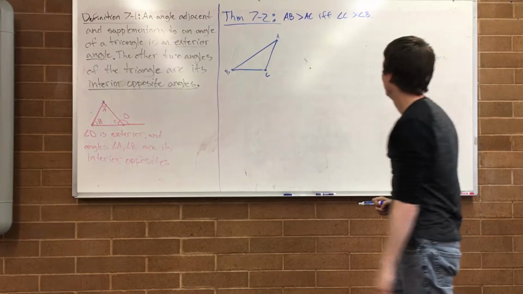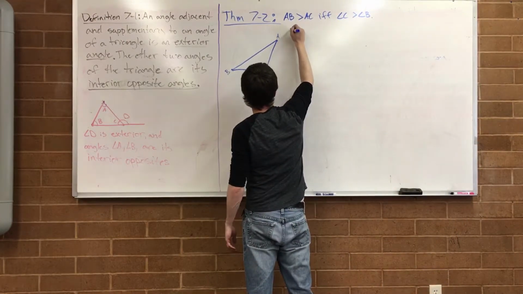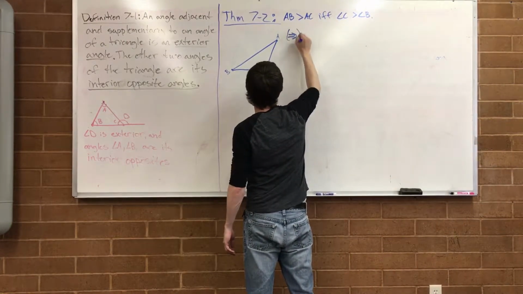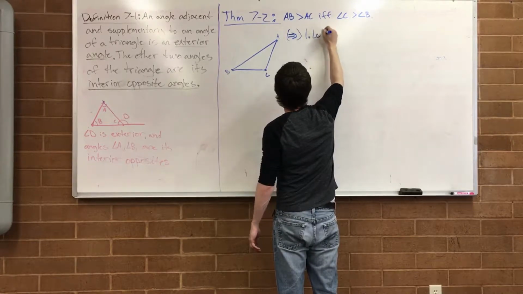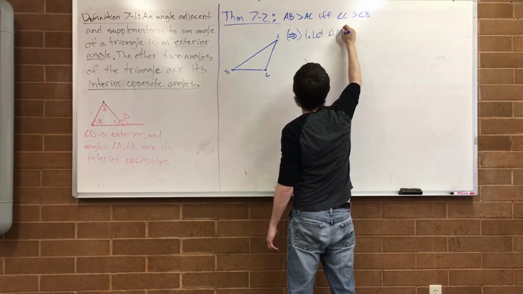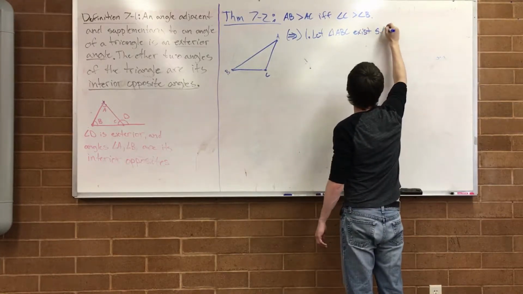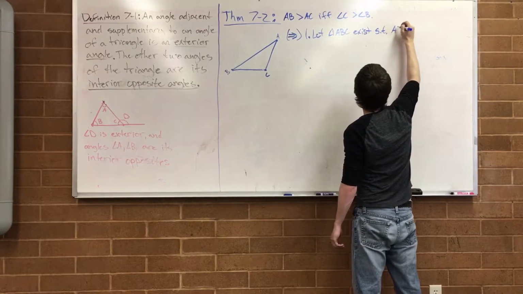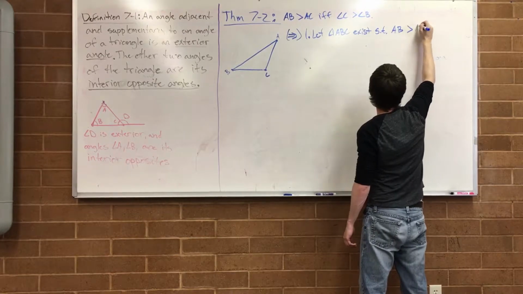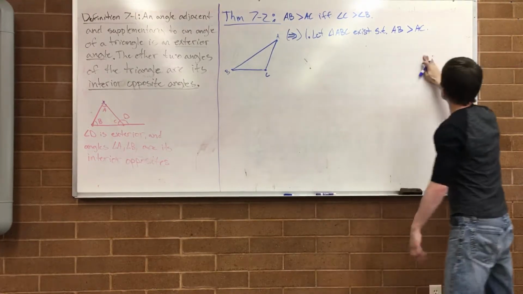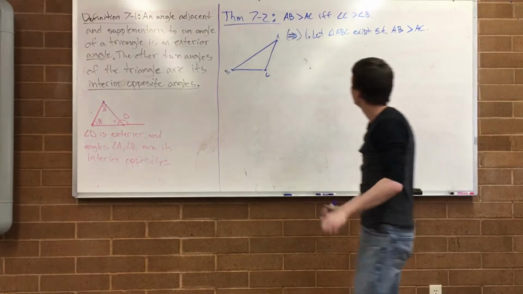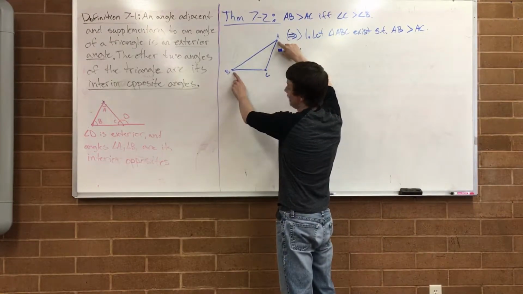Yes. Right. So let's prove it the first direction. 1. Let triangle ABC exist such that AB is greater than AC. Now here's how we're going to prove this case. We're going to come onto the line AB.